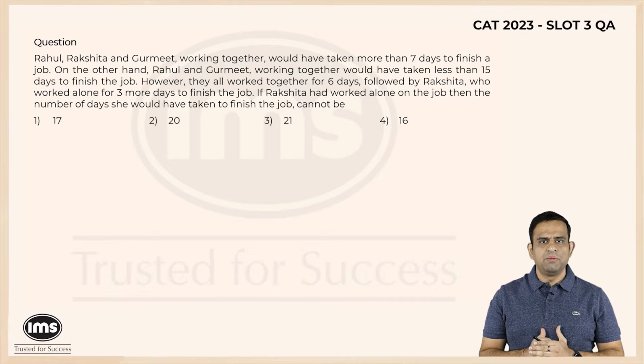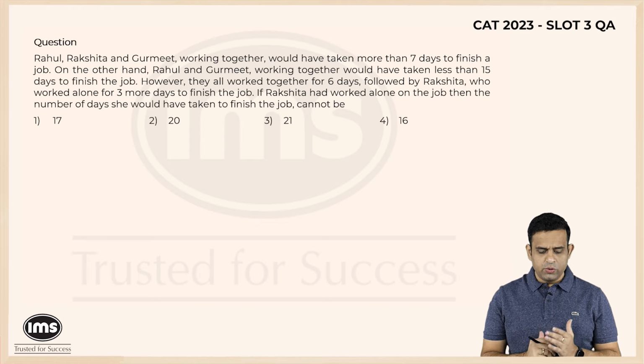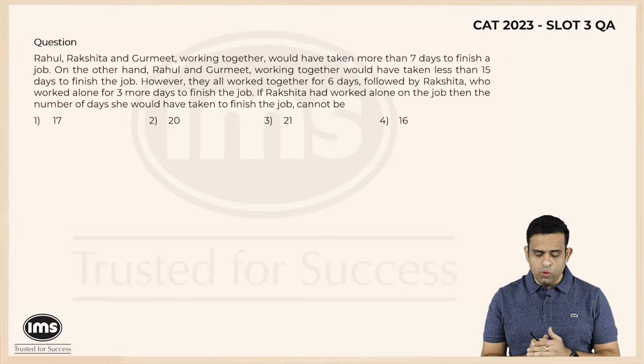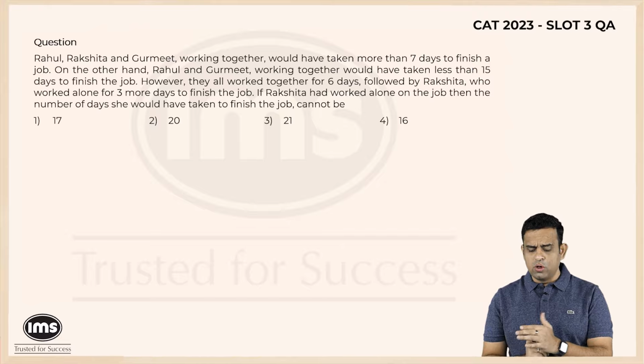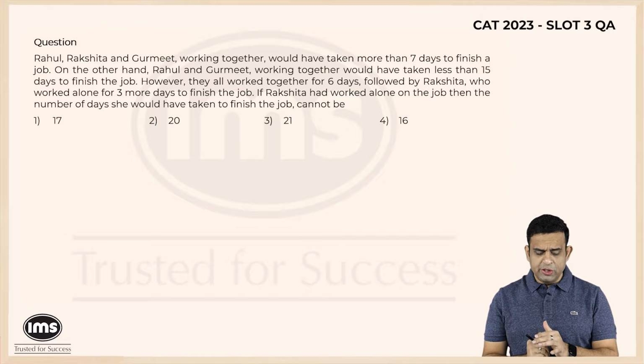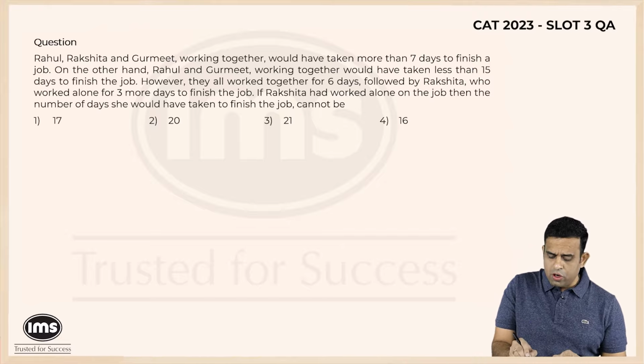In this particular sum, it is given that Rahul, Rakshita and Gurmeet working together would have taken more than 7 days to finish a job. On the other hand, Rahul and Gurmeet working together would take less than 15 days to finish the job. However, they all worked together for 6 days, followed by Rakshita, who worked alone for 3 more days to finish the job. If Rakshita had worked alone on the job, then the number of days she would have taken to finish the job cannot be.